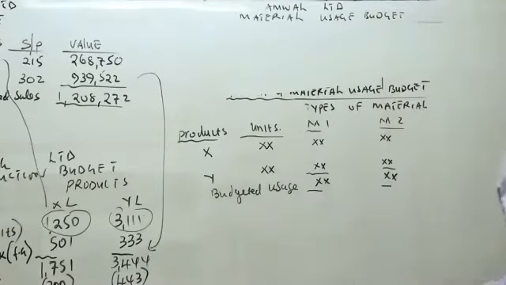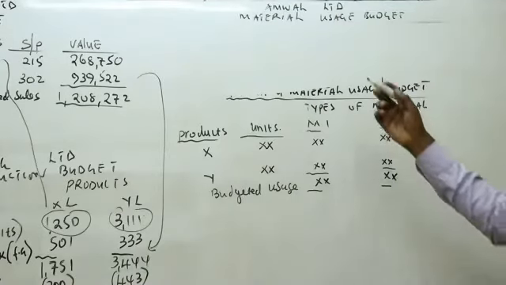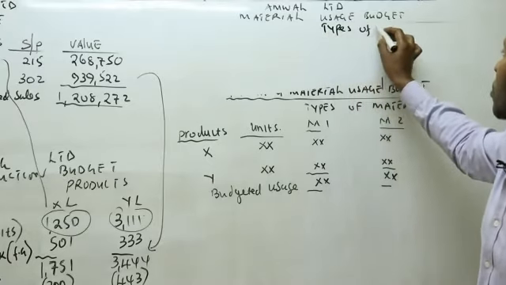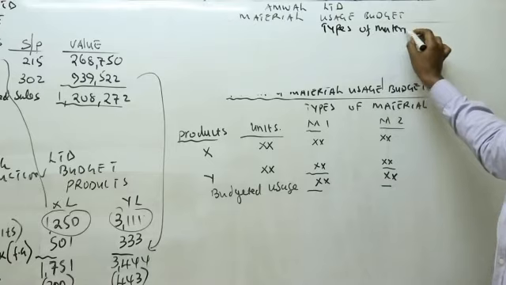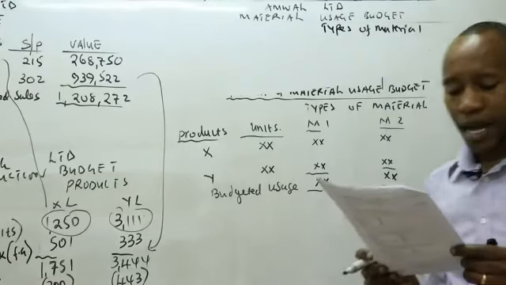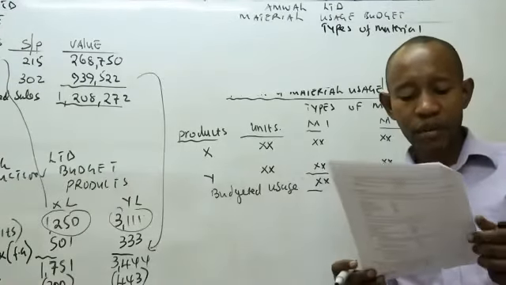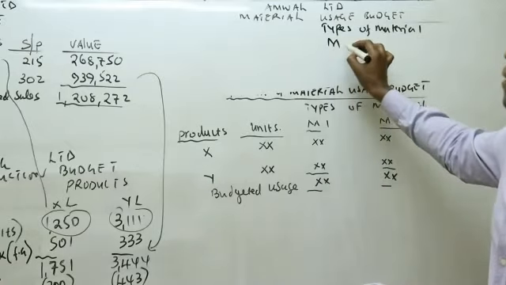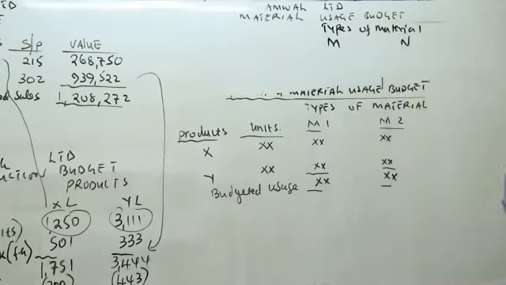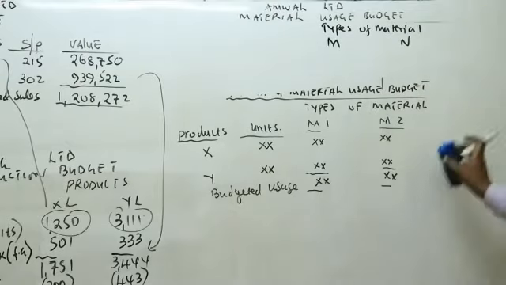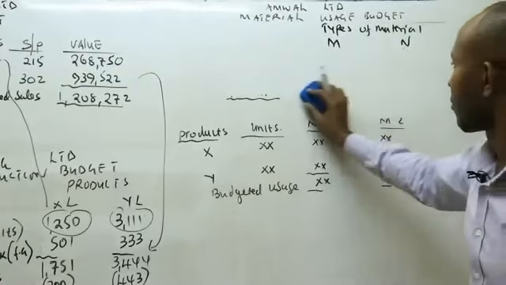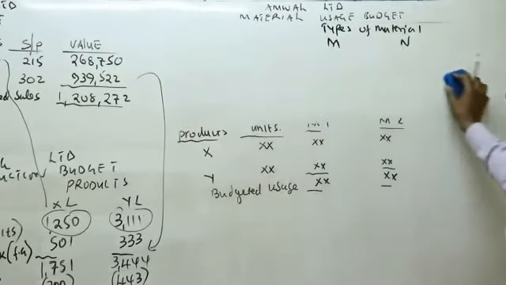And so let me look at the types of material here. So these will be the types of material, and I can get that in note number 2. So the material types, we have M and then we have N.